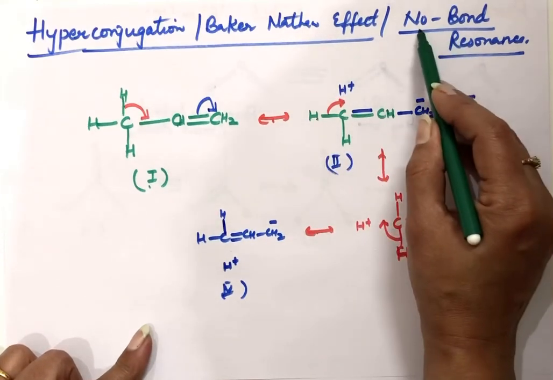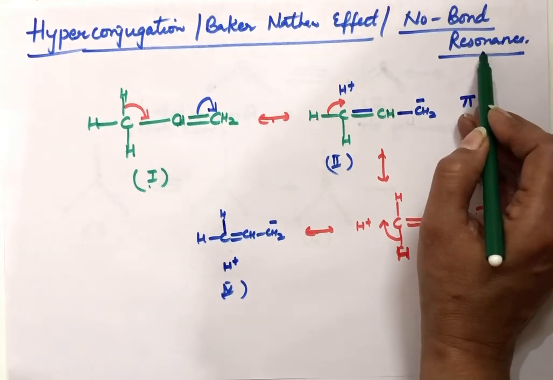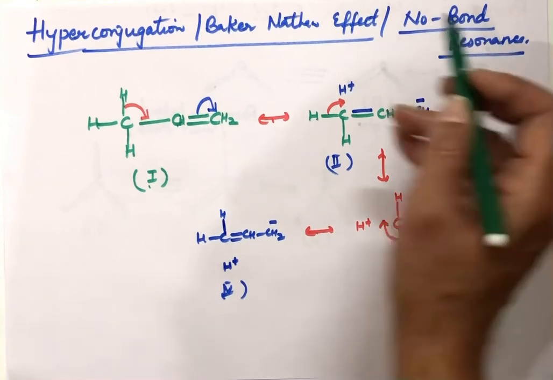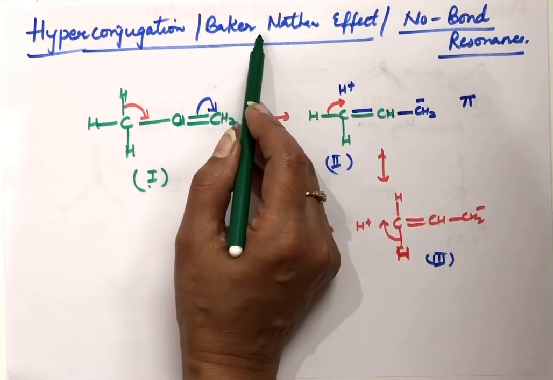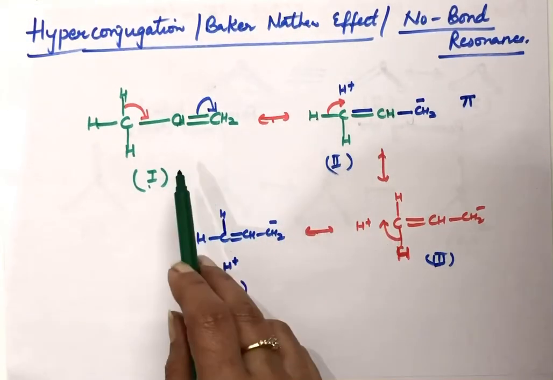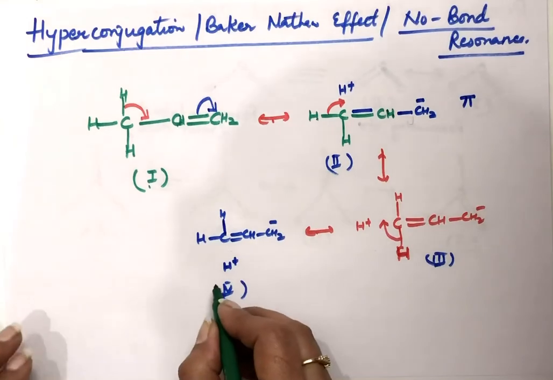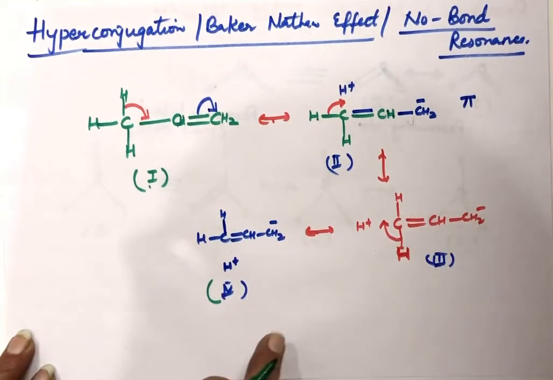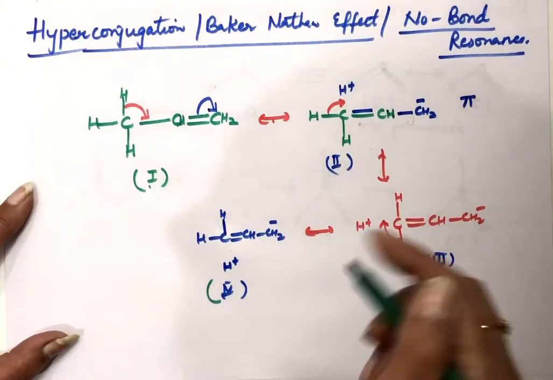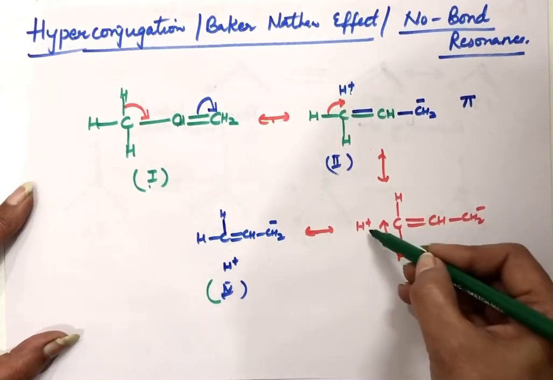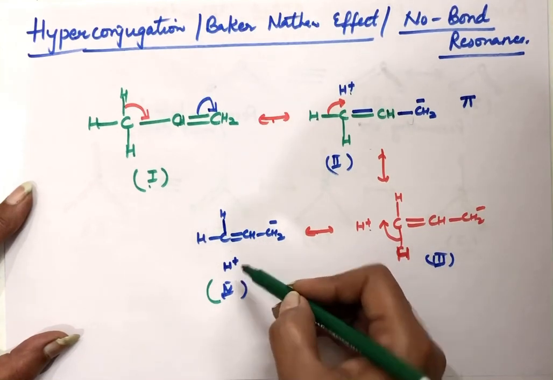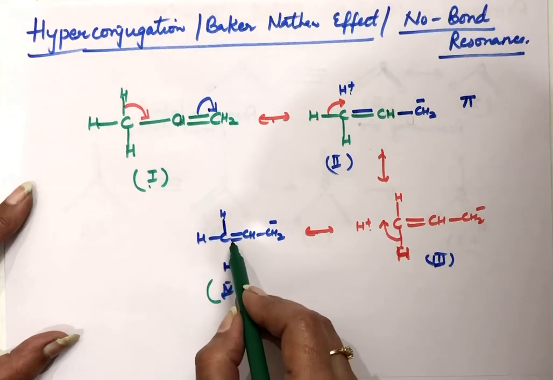That is why this is called no bond resonance. There is delocalization, resonance is there, but it is no bond resonance. This was given by Baker-Nathan, that is why this is called Baker-Nathan effect. And these structures, 1, 2, 3 and 4, are called hyperconjugating structures. In structures 2, 3 and 4, there is a free proton, H plus. Free proton is shown in the above structures, but it is still firmly attached and hence is not free to move.